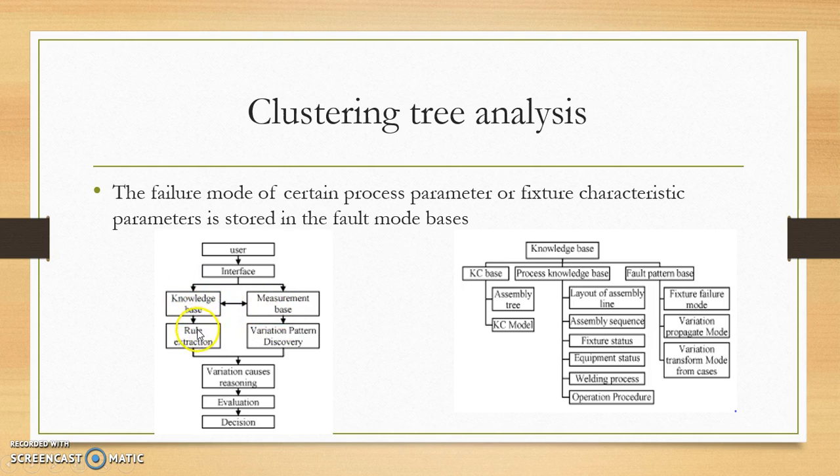In the knowledge base, there is rule extraction, the rules and regulations we have to follow, and in the measurement base, the variation for that pattern or method. From the rule extraction and variation, we consider what the reasons for the variation are, and next comes evaluation, what we have to do for the variation, and next comes the decision. So what are the decisions we have to take for avoiding variation.